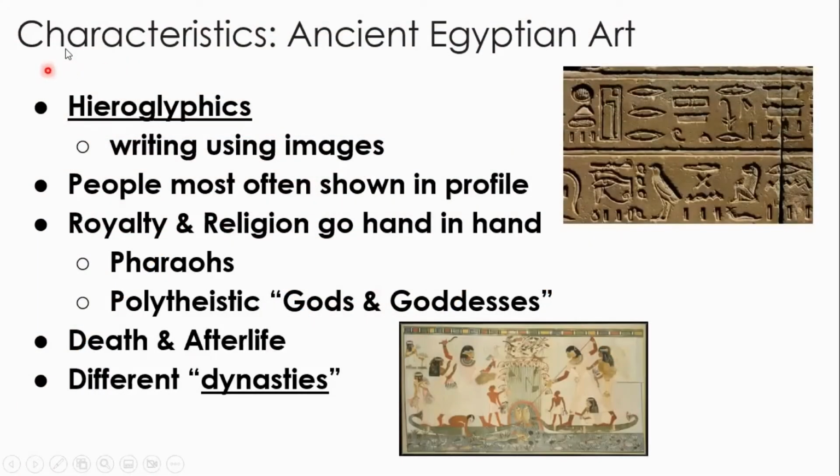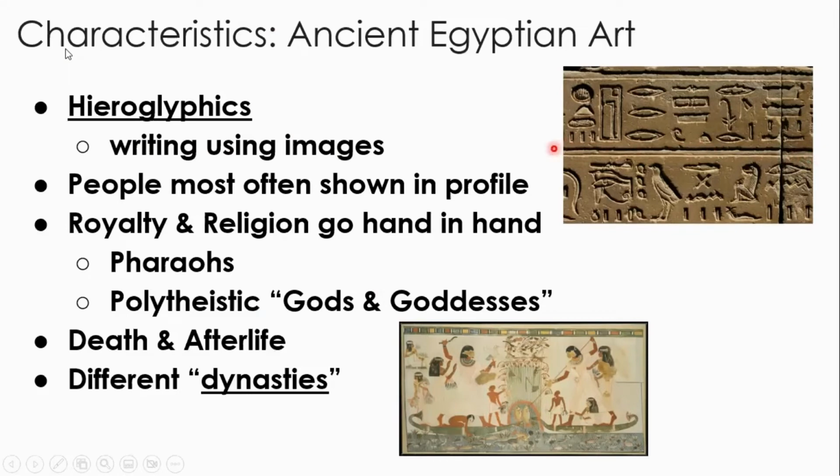Characteristics of ancient Egyptian art are, like we talked about, hieroglyphs. Hieroglyphs are images that they used for writing. By the end of the civilization, these hieroglyphs actually turned into letters. So they did actually have a bit of an alphabet, and you will be practicing writing your name in hieroglyphs.